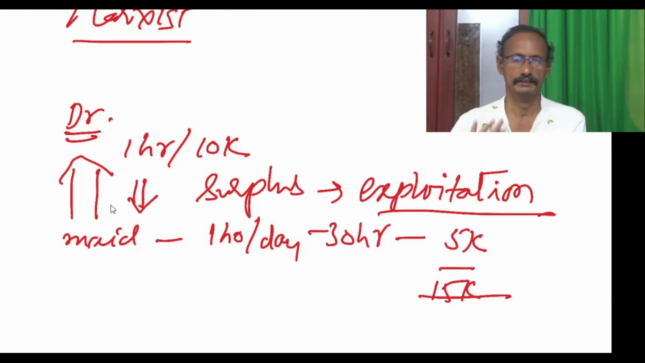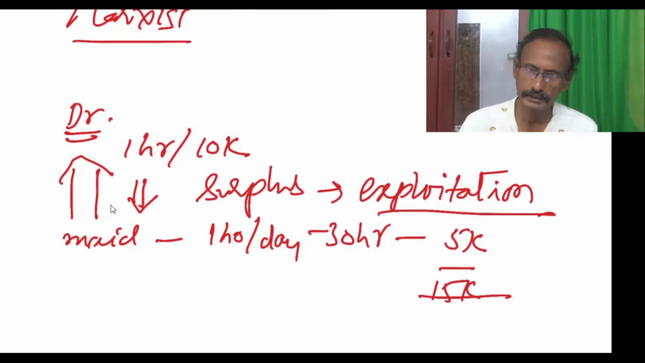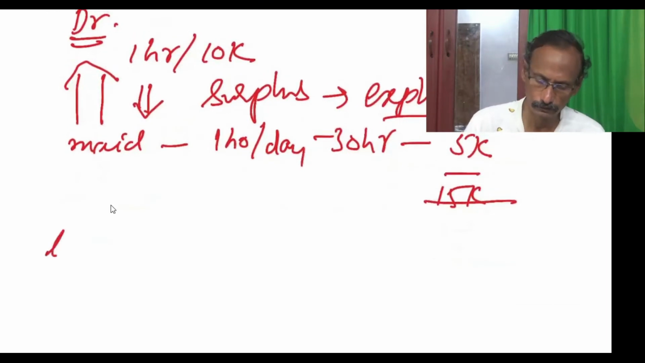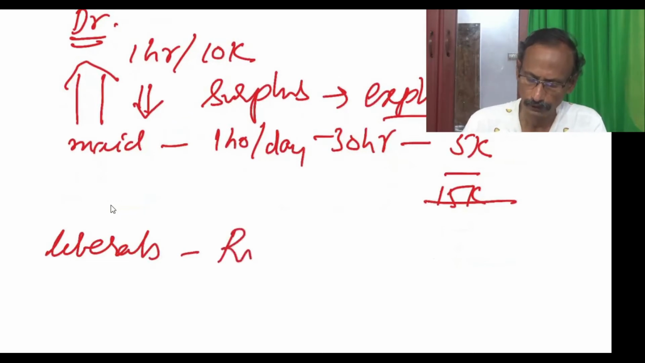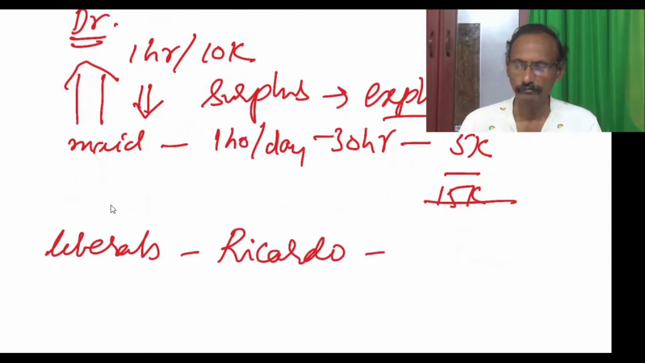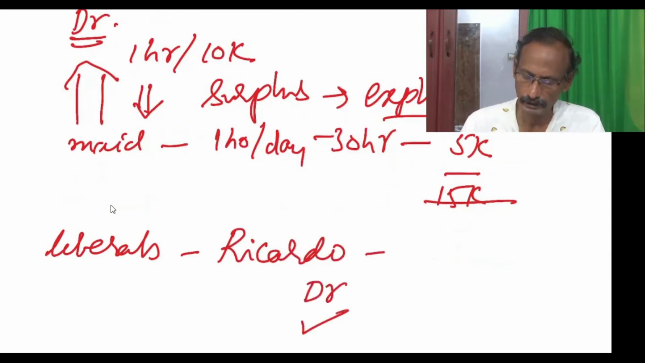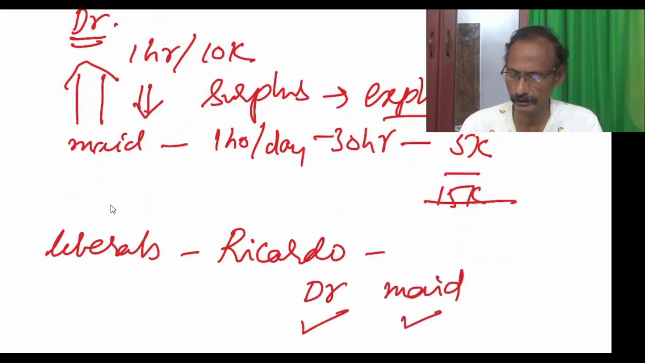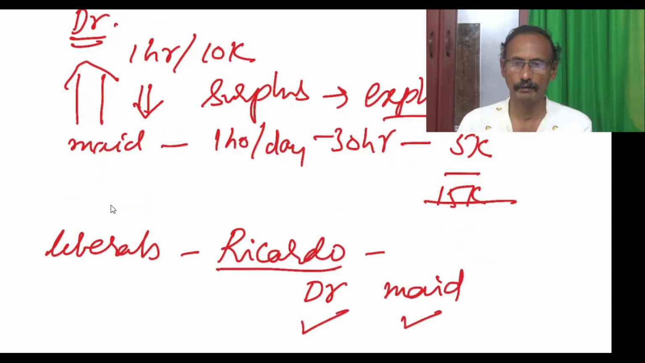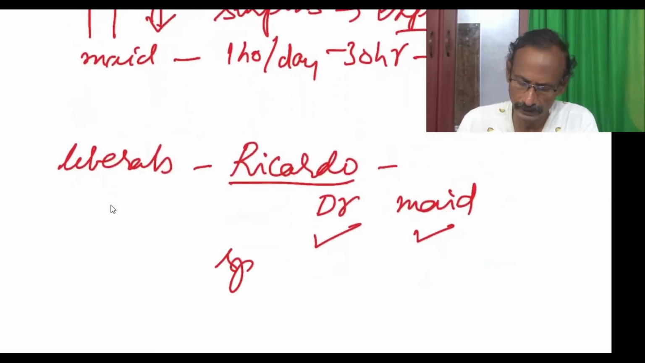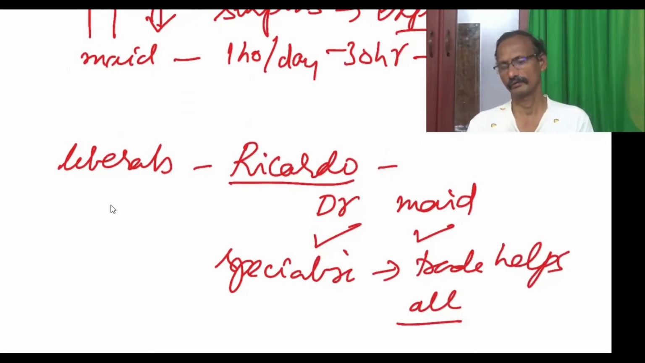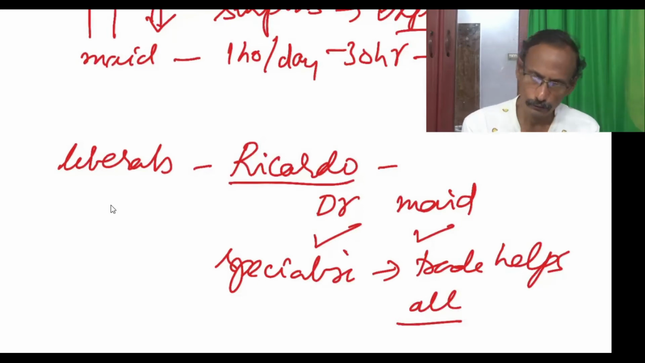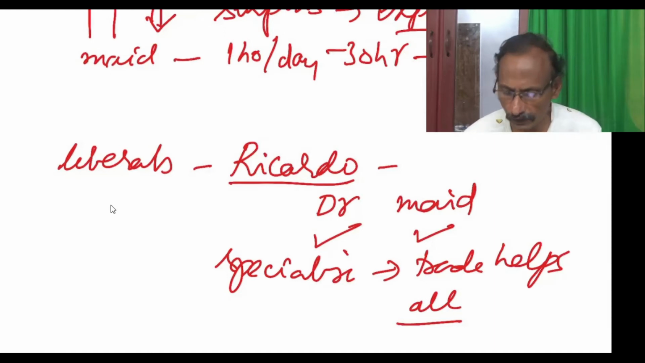So how do you look at this example? Mainstream economists, also you can say liberals, for example people like Ricardo, will say that the doctor is getting benefited, the maid is getting benefited, and Ricardo's theory of comparative advantage says that you specialize and trade helps all. Ricardo hasn't looked at the inequality of the exchange.